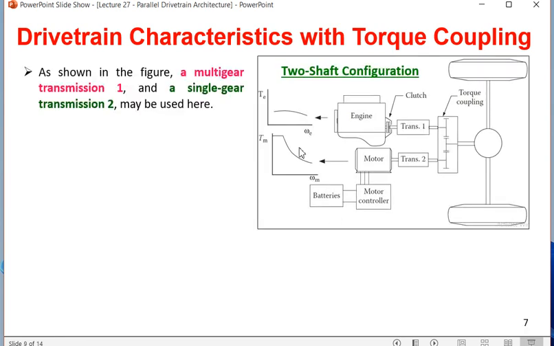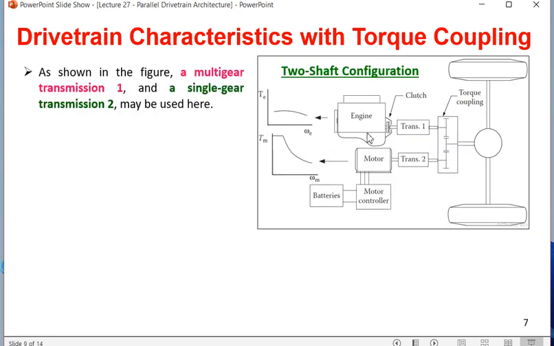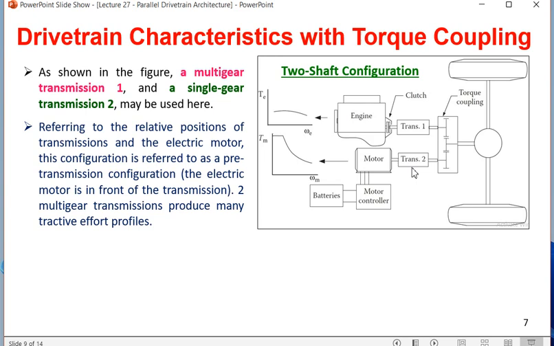It is called a two shaft configuration because there are two sources, engine and transmission 1, motor and transmission 2. That's why it's called a two shaft configuration. So as shown in the figure, multi-gear transmission 1, that is engine transmission, single gear transmission 2 may be used. But if requirement be, the motor can also be made single gear.